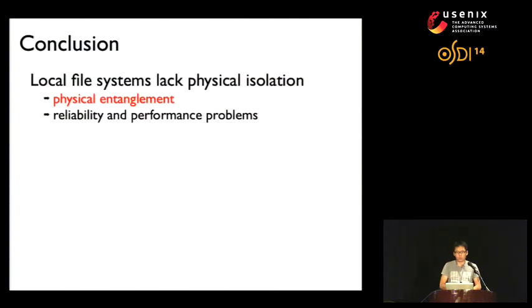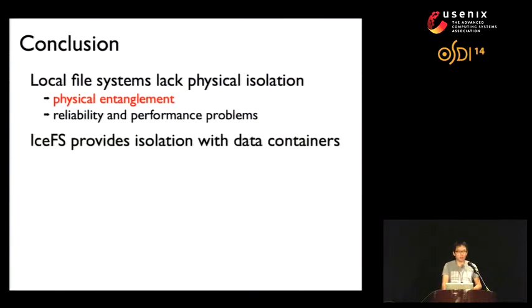To conclude, local file systems lack physical isolation. We show the physical entanglement problem in the shared metadata and transactions. This can cause reliability and performance problems. We built the IceFS file system based on a data container abstraction, which can provide better reliability and performance isolation.